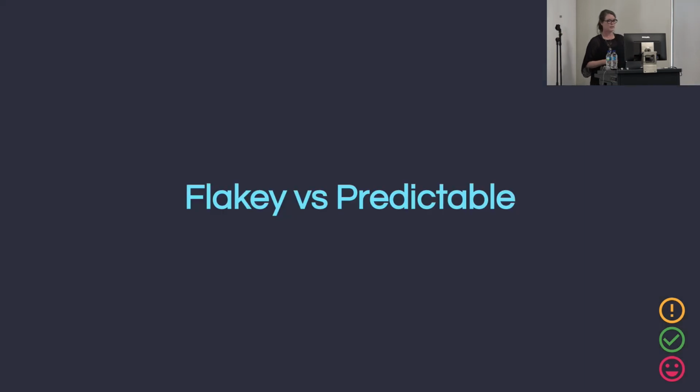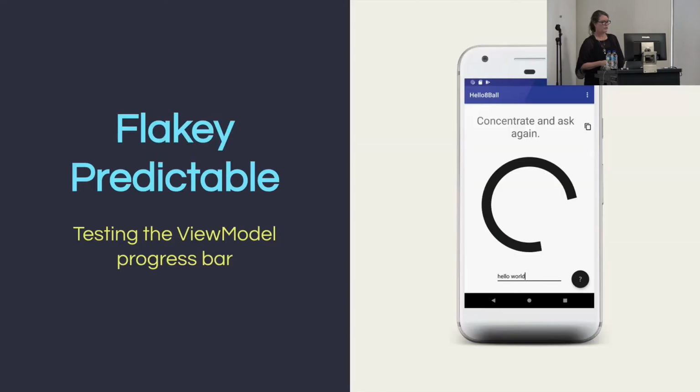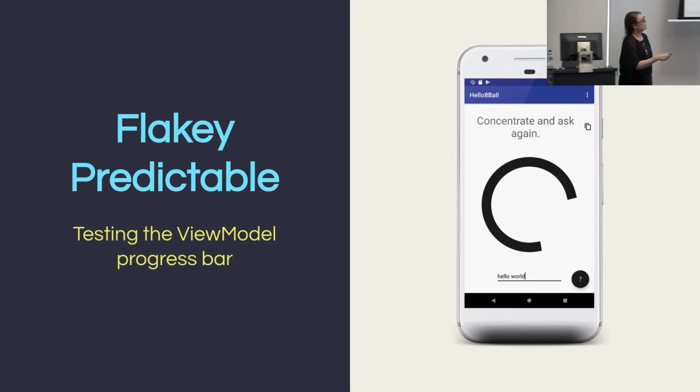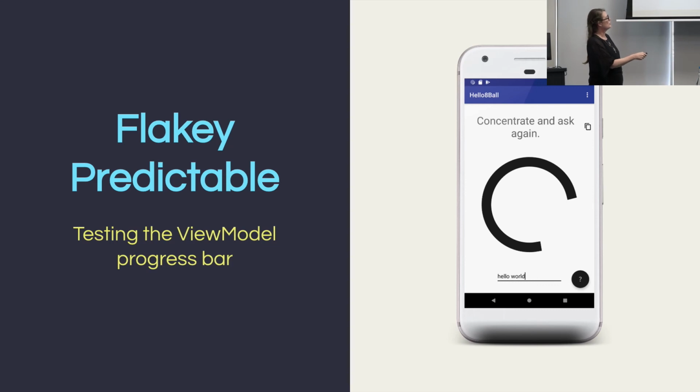So now the next one is flaky versus predictable tests. Okay, so what do I want to test here? I've got the view model. What I want to test is that if you type in a question, this thing doesn't spin. If you press this button, then this thing starts spinning. And then one day when the 8-ball comes back with an answer, this must go away, and the answer must appear. So that's the purpose of this particular test.